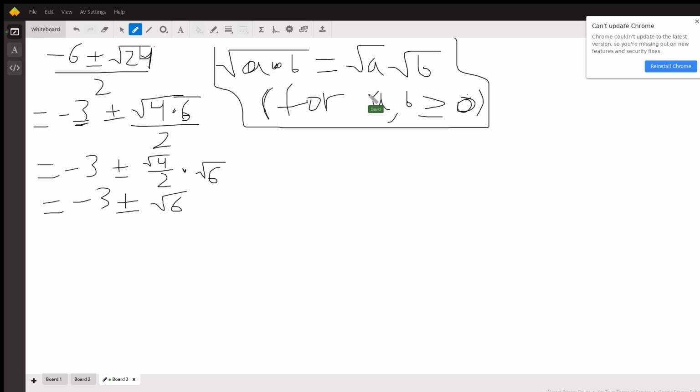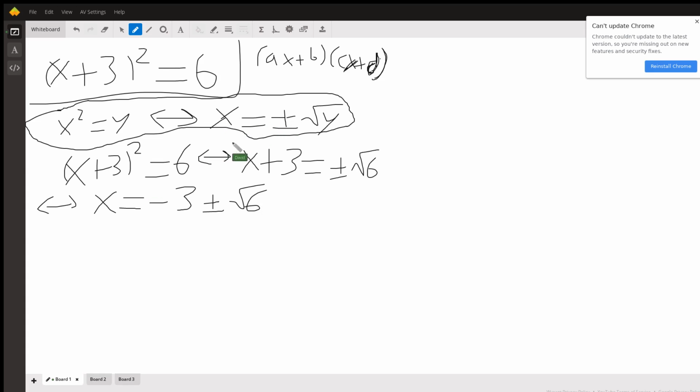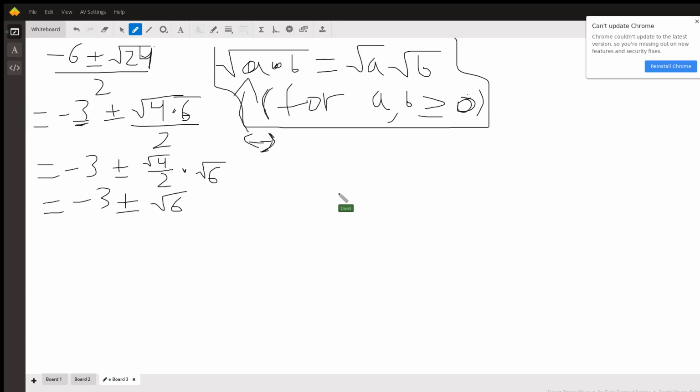So when everything's positive, what does it mean for the square root of A times the square root of B to be the square root of A times B? Well, this claim is equivalent to saying that, because everything's positive, we don't have to worry about the minus signs in this equivalence, or the minus in the plus or minus. This is equivalent to saying that the square root of A times the square root of B, squared, equals A times B.